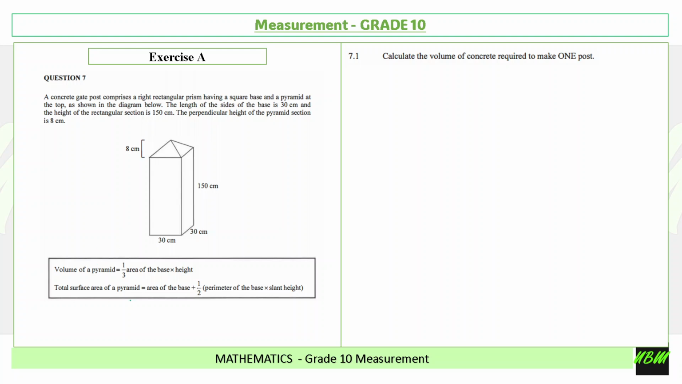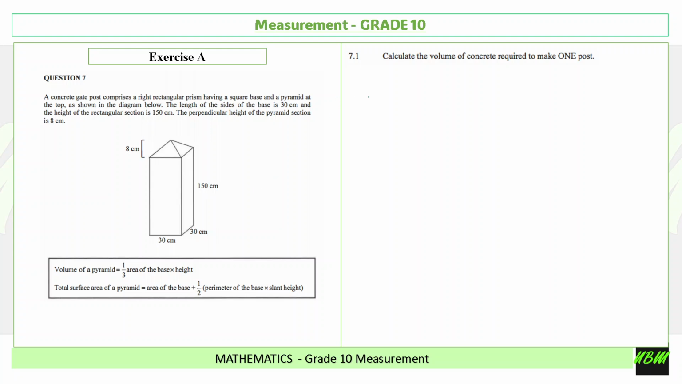Alright, and then in a box here we are given the formulas. The volume of a pyramid equals 1/3 area of the base multiplied by the height, and we also have the formula for the total surface area of a pyramid, which is given by area of the base of the pyramid plus half multiplied by the perimeter of the base of the pyramid multiplied by the slant height.